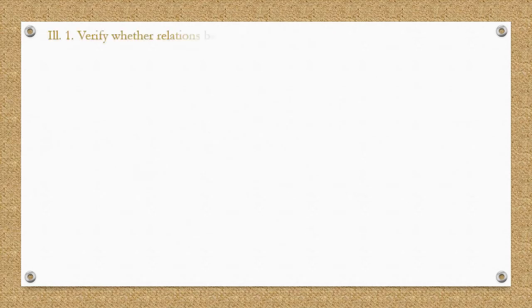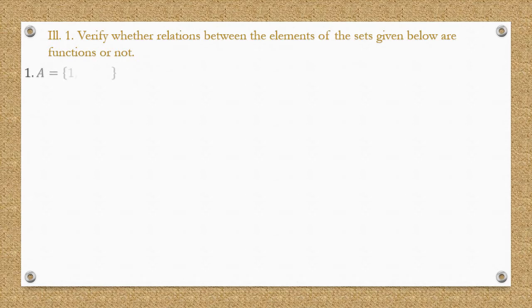Illustration 1. Verify whether relations between the elements of the sets given below are functions or not. So that means now we have to check whether the relationships given in the question denote a function or not. Now, how can we say whether a relationship is a function or not? The simple method is that if set A is connected with the values of set B using the given relation, then that relation is a function. If A cannot connect to set B using the given relation, then that relation is not a function. Let's take examples so that we can understand this better.